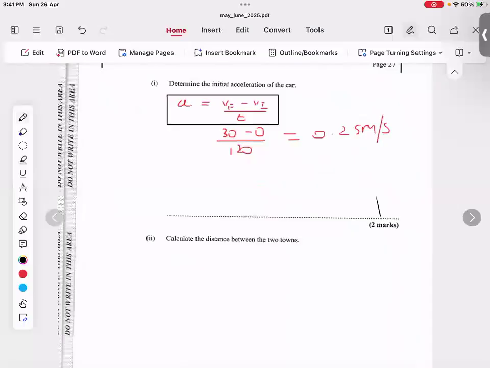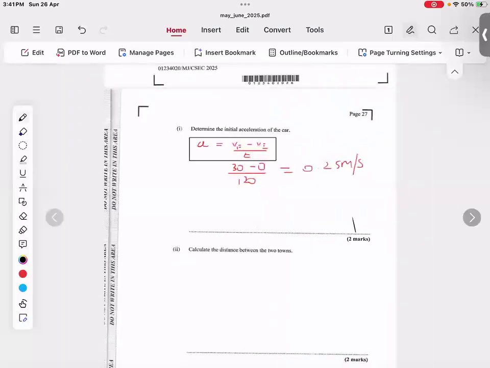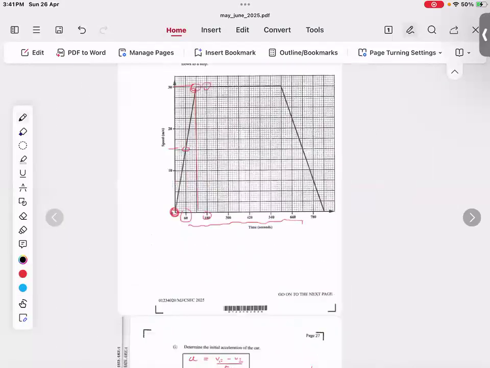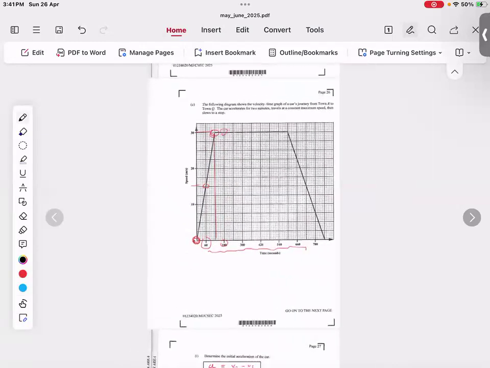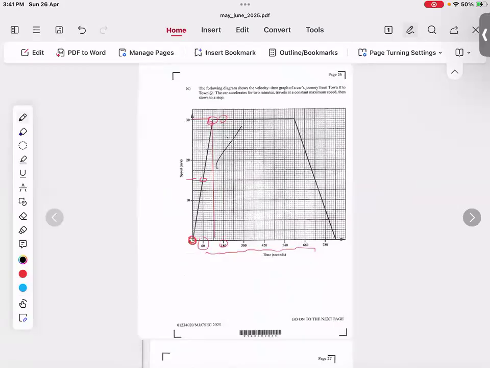All right, next one says calculate the distance between the 2 towns. So the distance between the 2 towns, you see? The distance between the 2 towns is the area underneath the curve. So you have to find the area of this shape to find the distance traveled. If you want to find out how far the car traveled, you have to find the area underneath the curve.